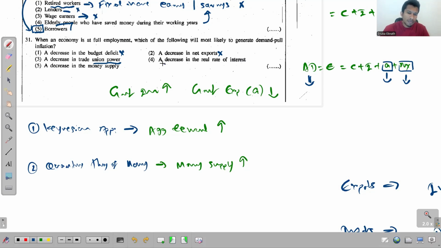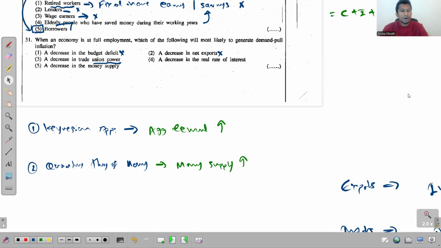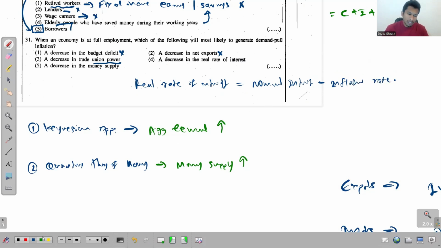So that is not relevant for this given scenario. The fourth option says a decrease in real rate of interest. So what's this real rate of interest? According to the growth rate rule, you can calculate the real rate of interest using this equation: nominal interest minus inflation rate. The nominal interest means the interest that the banks give when you deposit money, or maybe it could be the interest rate that the banks charge when they offer you loans. You can take it either way, no problem.